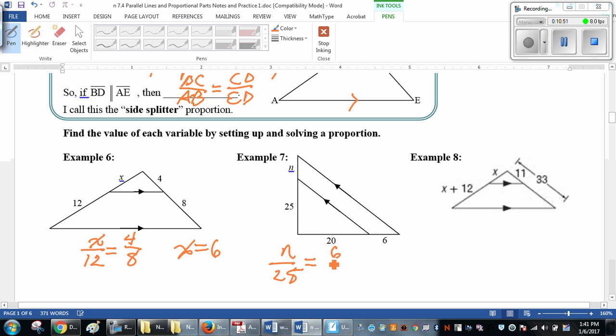That's going to be 6 over 20. So there's my proportion. Again, all we have to do now is cross multiply and solve. And we get n equals 7.5. All right. Next one, example 8.